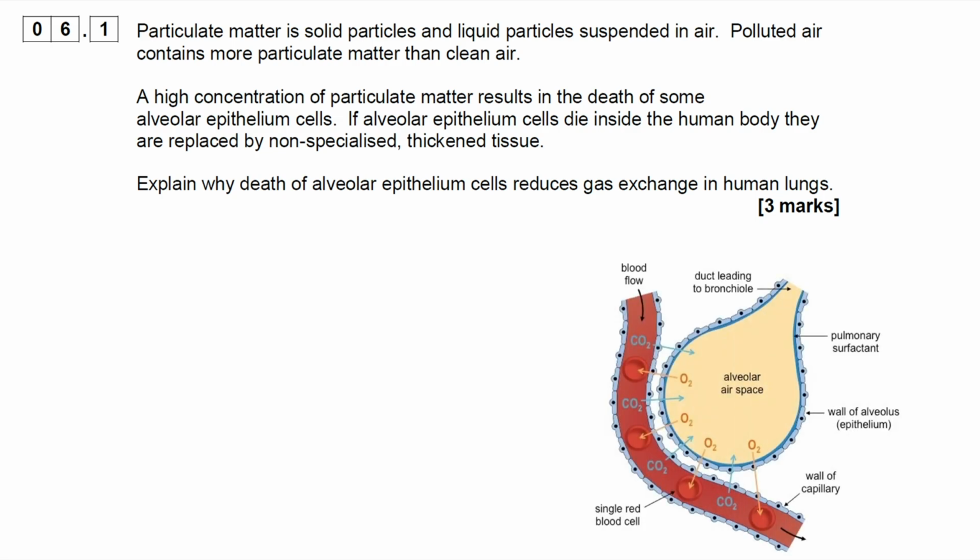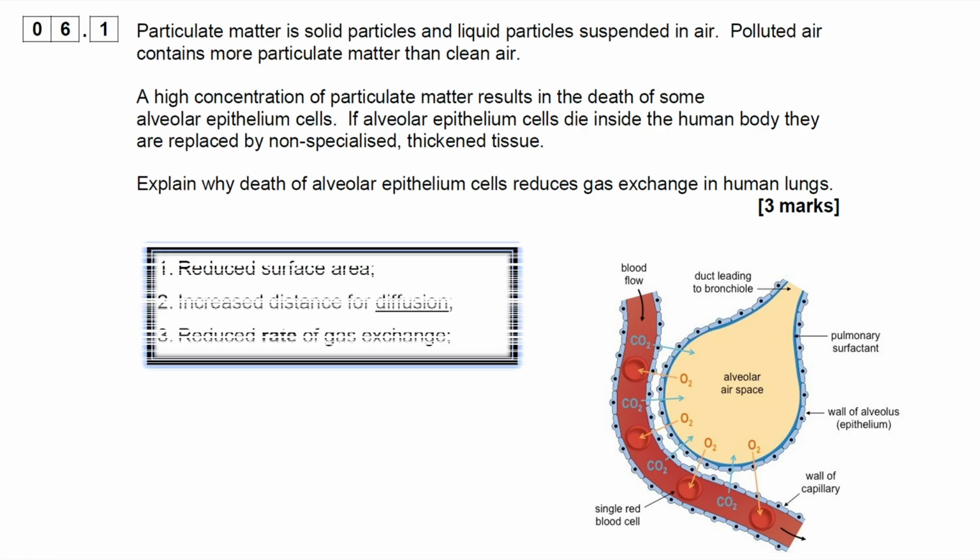Here we have the alveolus, which consists of a single layer of cells, and this is how the exchange of the gases between the alveolus and the blood takes place. So the answer should include number 1, it reduces the surface area. There are no more alveoli, they have died out. So that's surface area. And number 2, it increases the distance of diffusion. And remember we said they will be replaced by thick tissue, so that increases the distance of diffusion. So there will be problems in diffusion of the gases. And number 3, it reduces the rate of gas exchange.